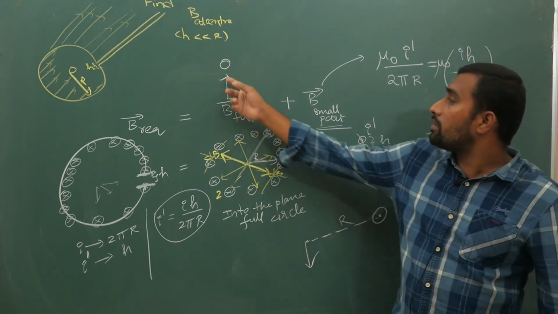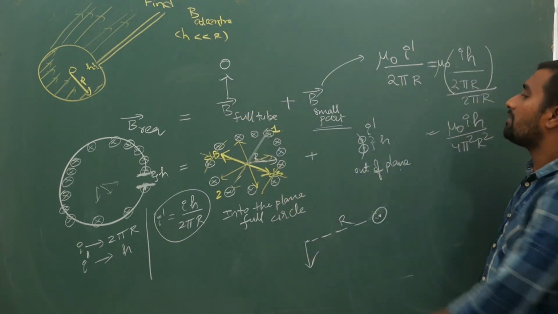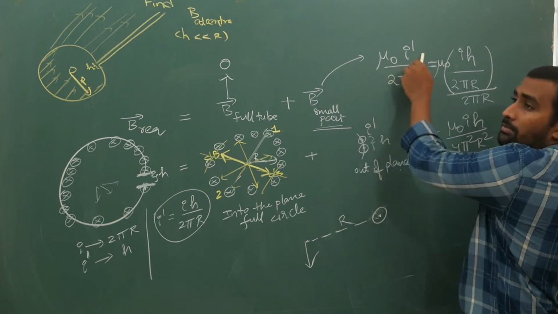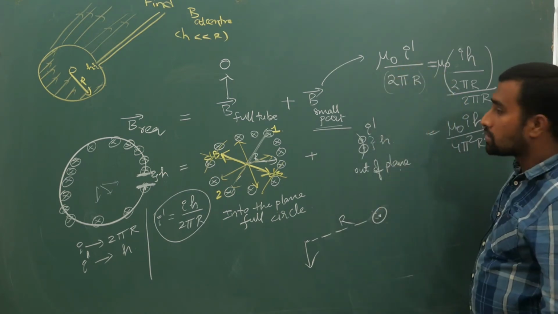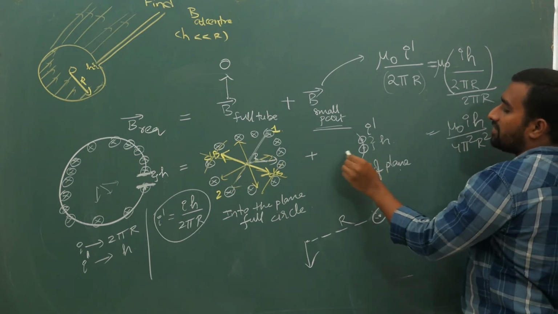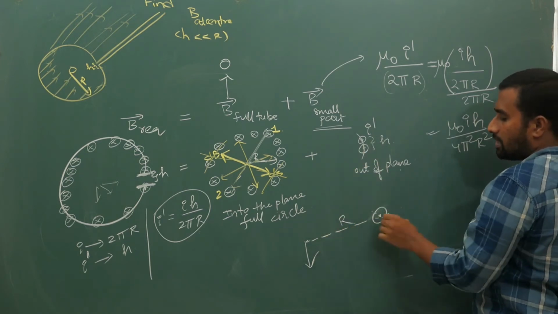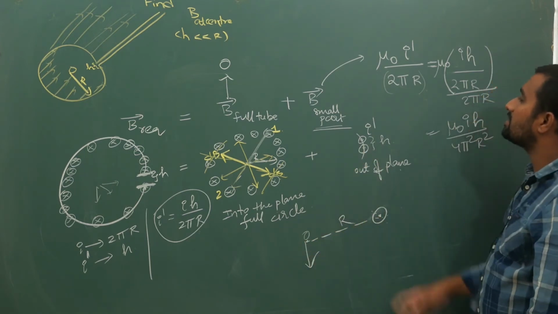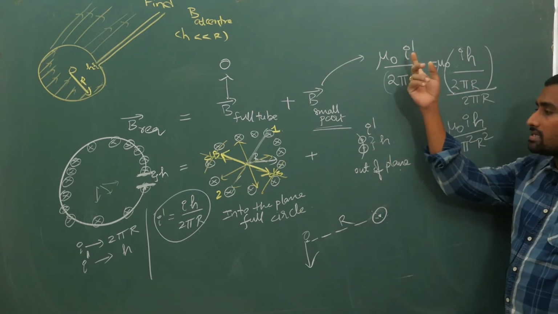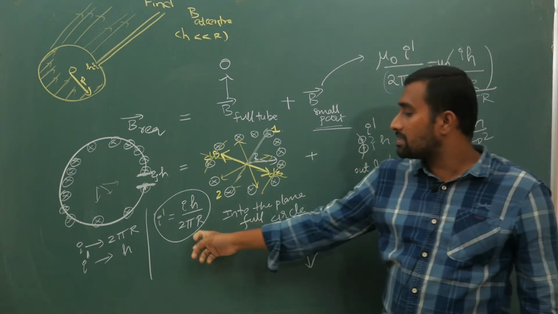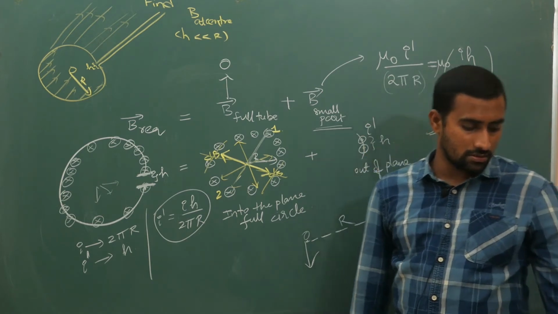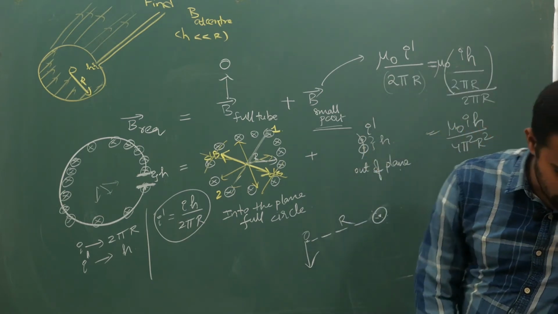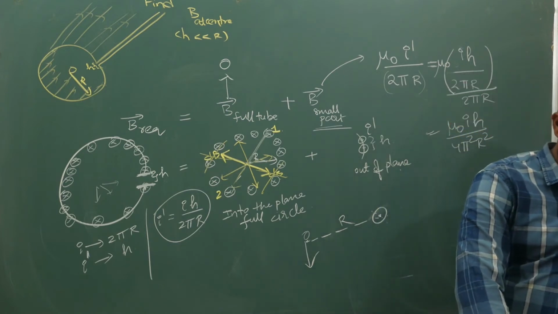Because of the full tube, the magnetic field is going to be 0. Because of the small portion, it is mu naught I by 2 pi times distance, as for an infinitely long wire. From this small part to the point at the center the distance is r, and your current in this small part is I dash. So I have substituted and I have got the answer. This is how you are supposed to calculate the magnetic field.